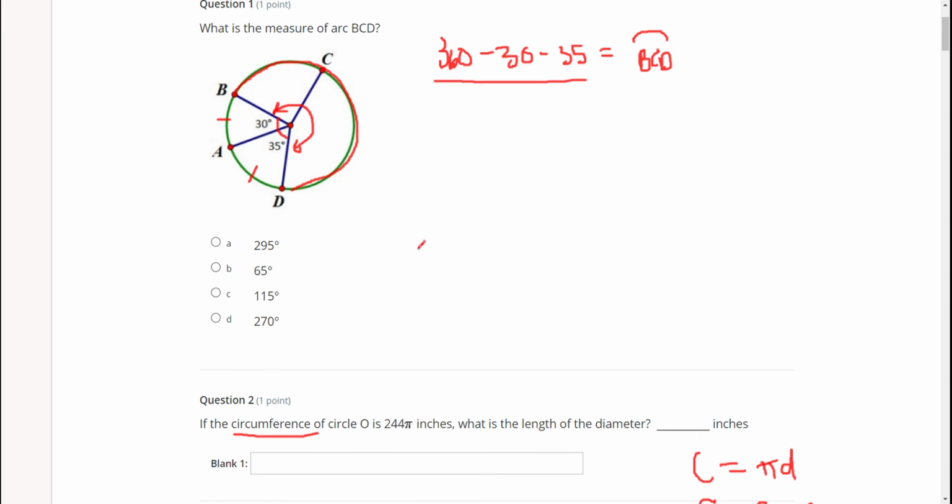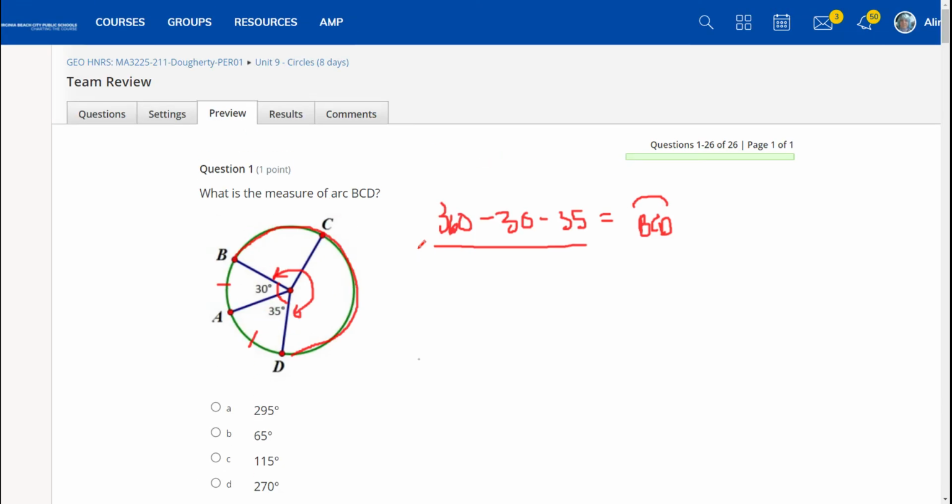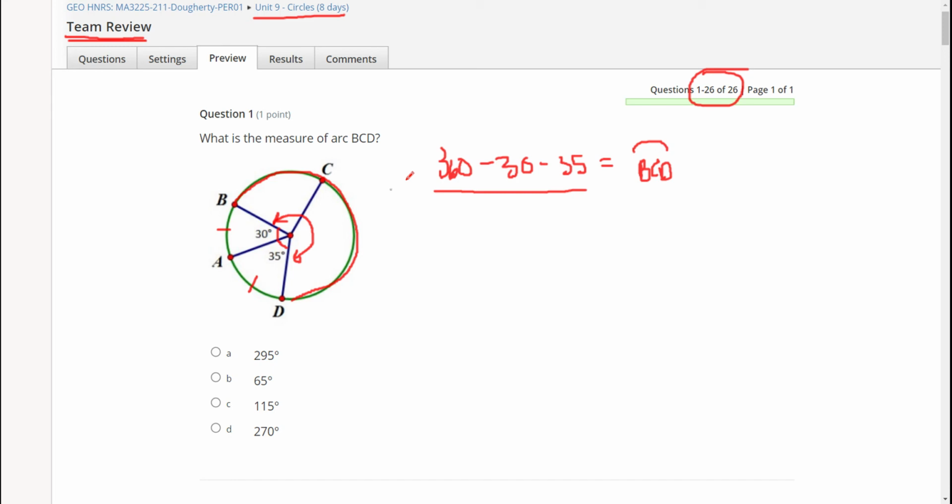Is it the circle? No, not the quest, the team review. Today is the 20th, not the 21st. Good morning, Zoena. So you're in Unit 9 circles. In the team review, it should be 26 questions. This is question number 1.